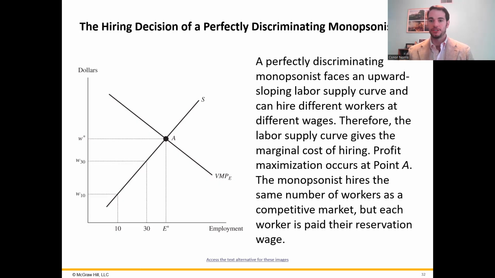The profit maximization for the firm happens at point A, where it hires a number of workers that maximizes its profit. It just happens to be, like I said, the same number as in the competitive market. But unlike the competitive market, where everyone is paid the same wage, each worker is paid exactly what they're willing to accept right along the labor supply curve. This allows firms to minimize labor costs while still maximizing their profits.